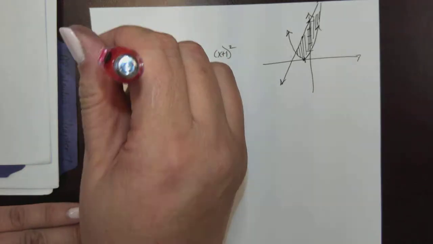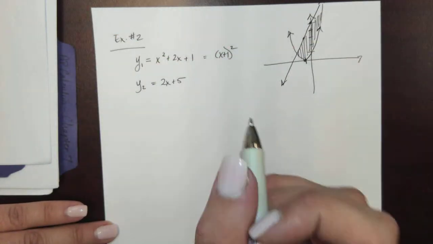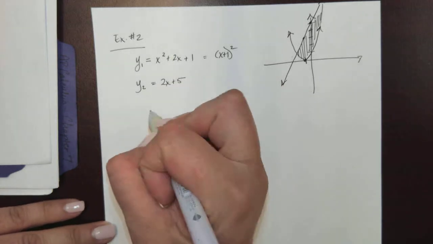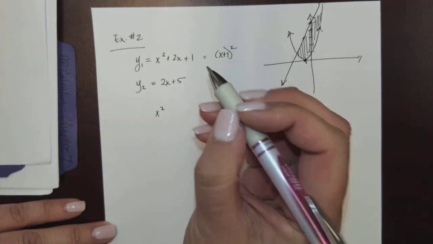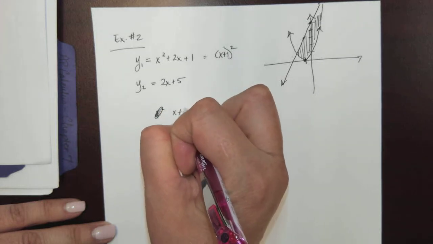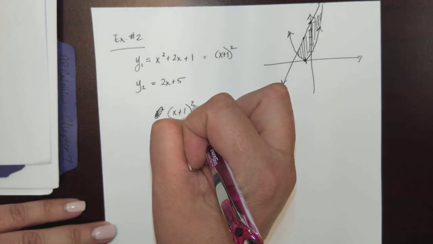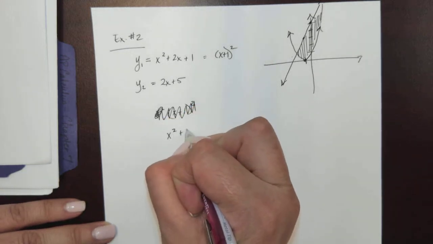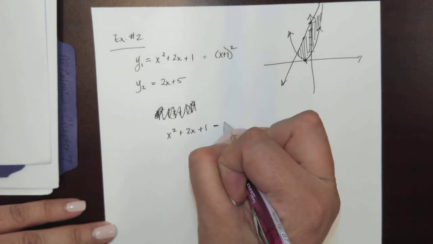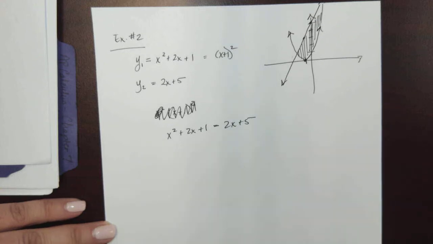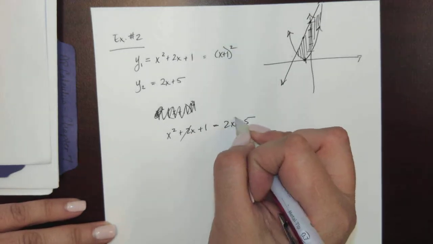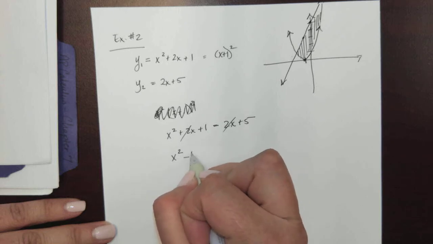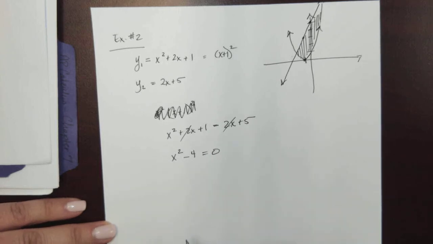Okay, so now to find the intersection points, I'm going to use substitution to solve for x. So I can do x plus 1 squared. It's going to be easier because I'm going to have to factor. x squared plus 2x plus 1 equals 2x plus 5. So the 2x's are gone. So I have x squared minus 4 equals 0.